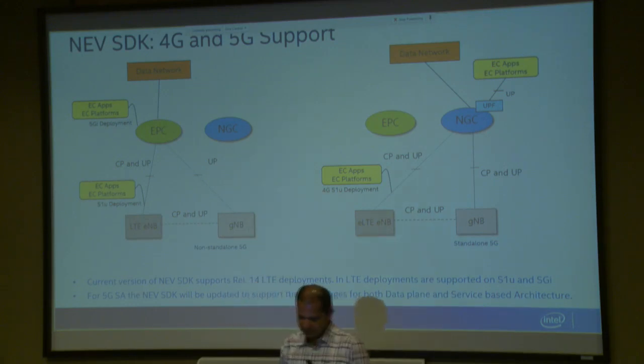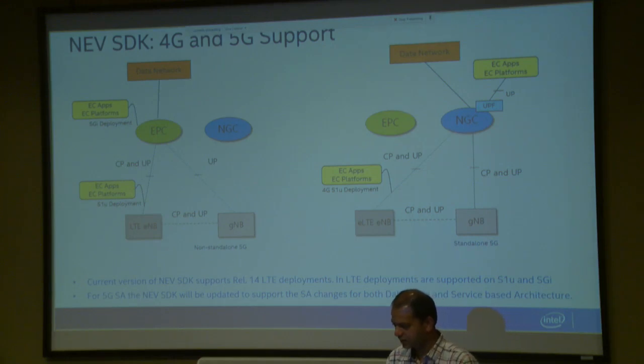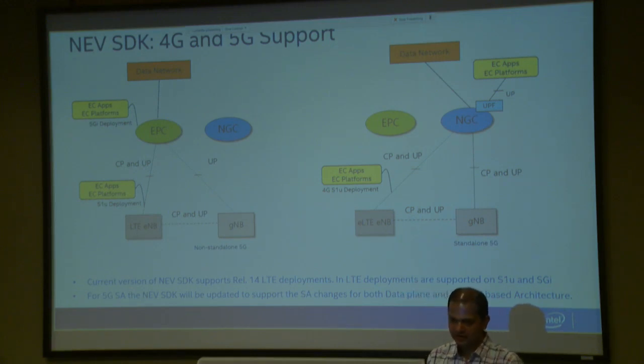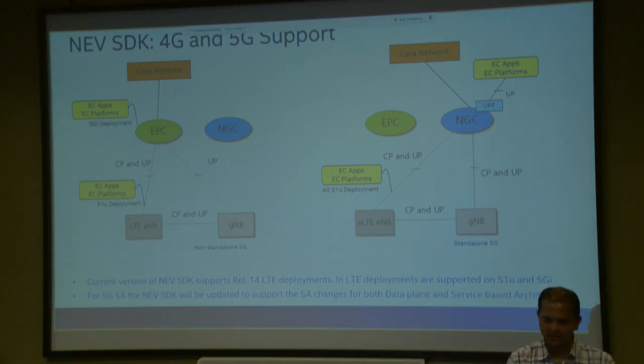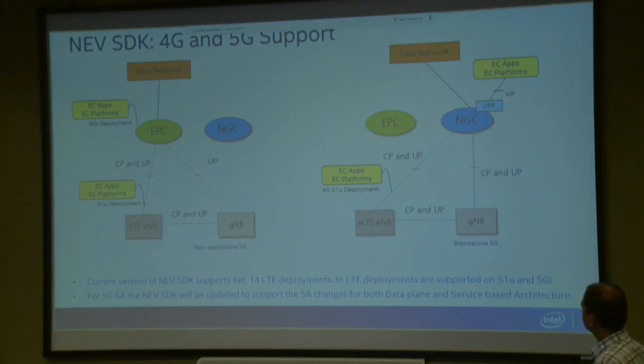So with 5G, the good thing is edge cloud is officially a network function in the network, which means that an edge cloud platform needs to interact with other 3GPP network elements, which includes next generation core, and it might also include G node B and other control plane components of next generation core. So in 5G, we are upgrading our SDK to support this deployment.